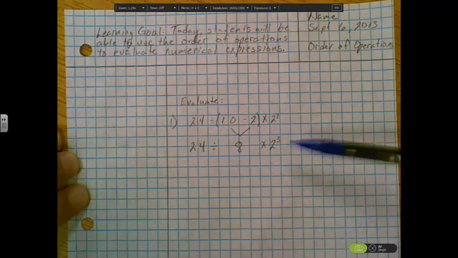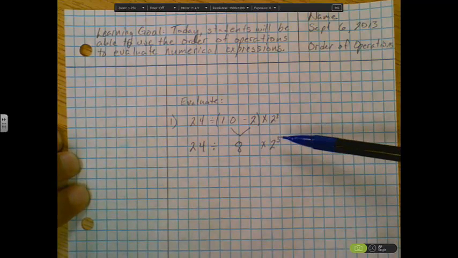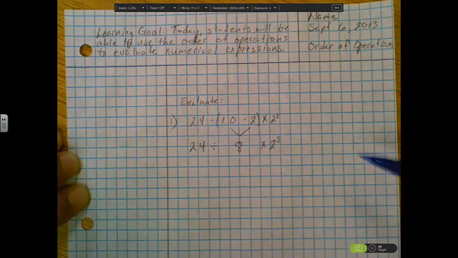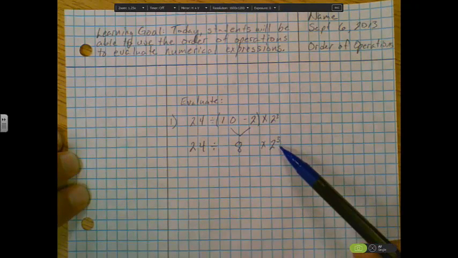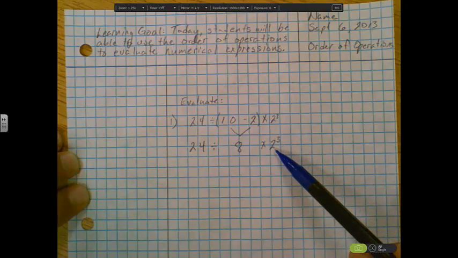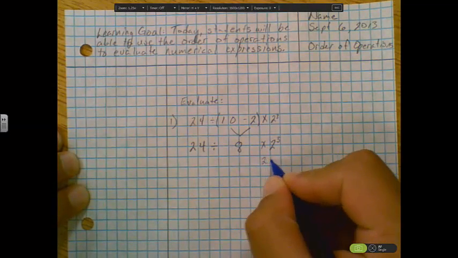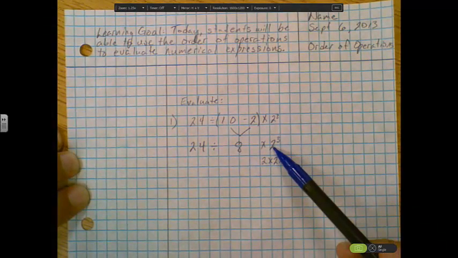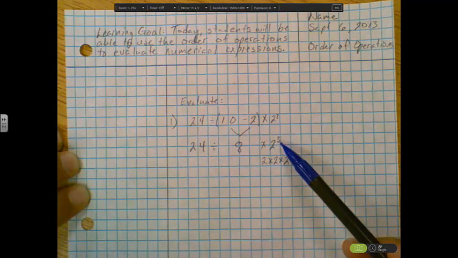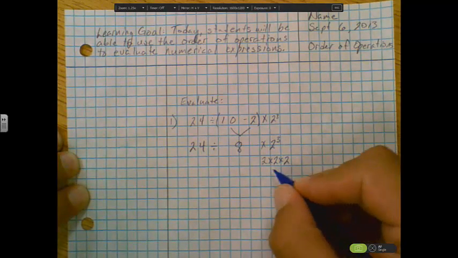So we look at our new expression, and we see that in the new expression there's no more parentheses, so we go to the next step, which is exponents. We see here we have 2 to the third power. Remember the third power tells us how many times we're going to multiply the factor. In this case, the factor is 2. So to evaluate that, we're going to multiply 2 times 2 times 2. We're going to multiply 2 3 times. When we do that, we get 2 times 2 is 4, 4 times 2 is 8.